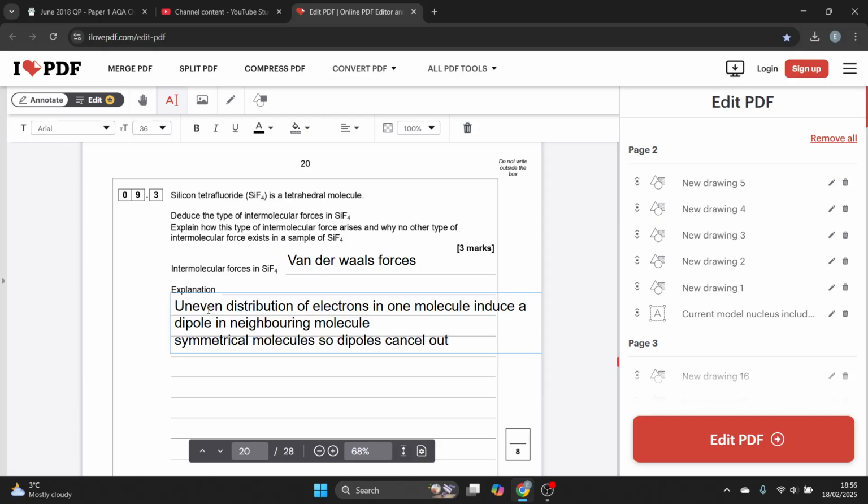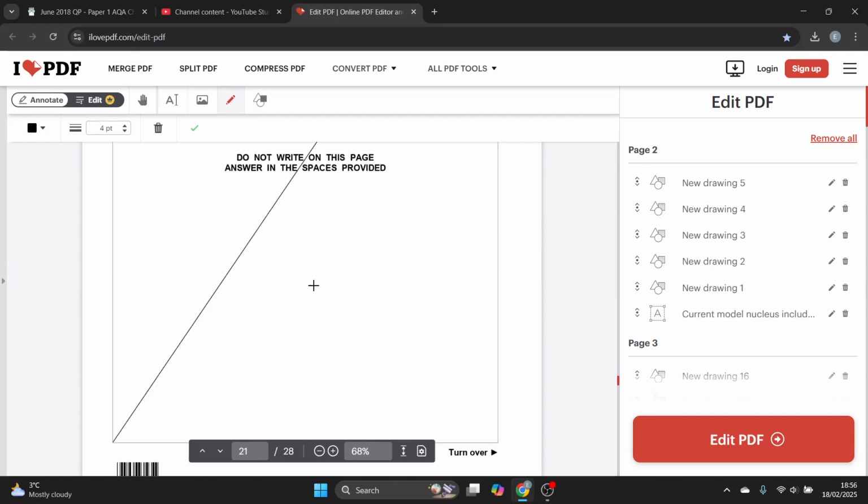Now there's another case where I've seen a question like explain how permanent dipole forces arise, and for permanent dipole forces we say an uneven distribution of electrons in one molecule induces a dipole in the neighboring molecule. Then you say unsymmetrical molecules have dipoles that don't cancel out. There's a temporary attraction between delta positive and delta negative. For van der Waals, symmetrical molecules have dipoles that cancel out. And there you go, and that is the end of section A.